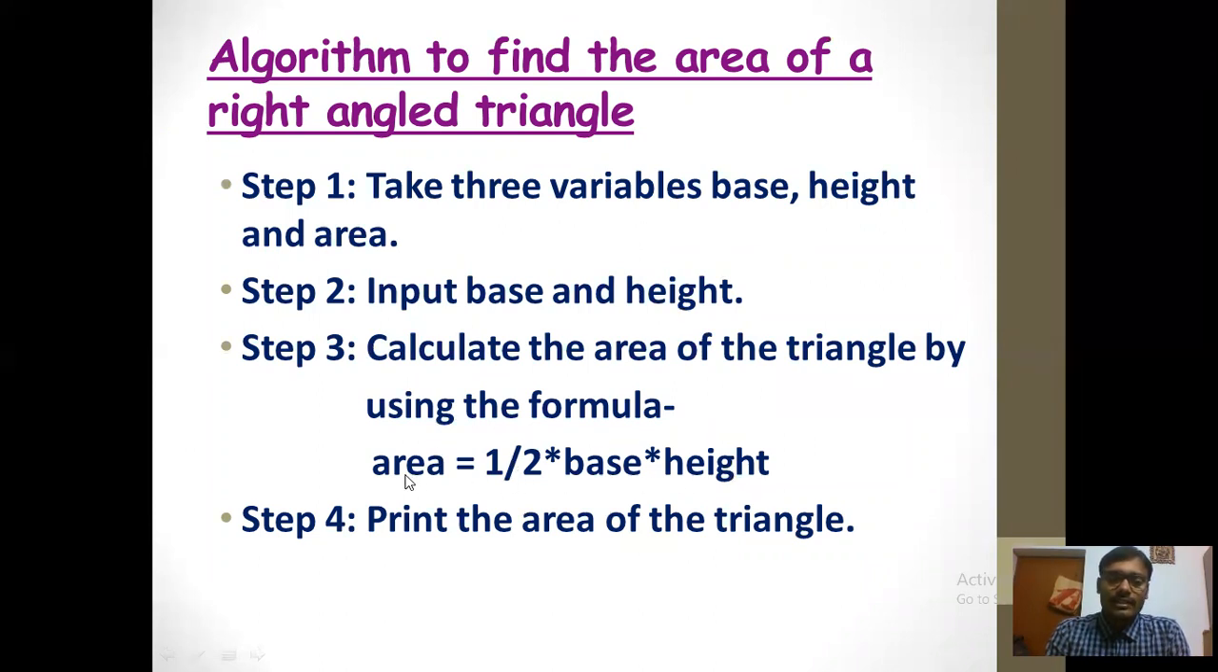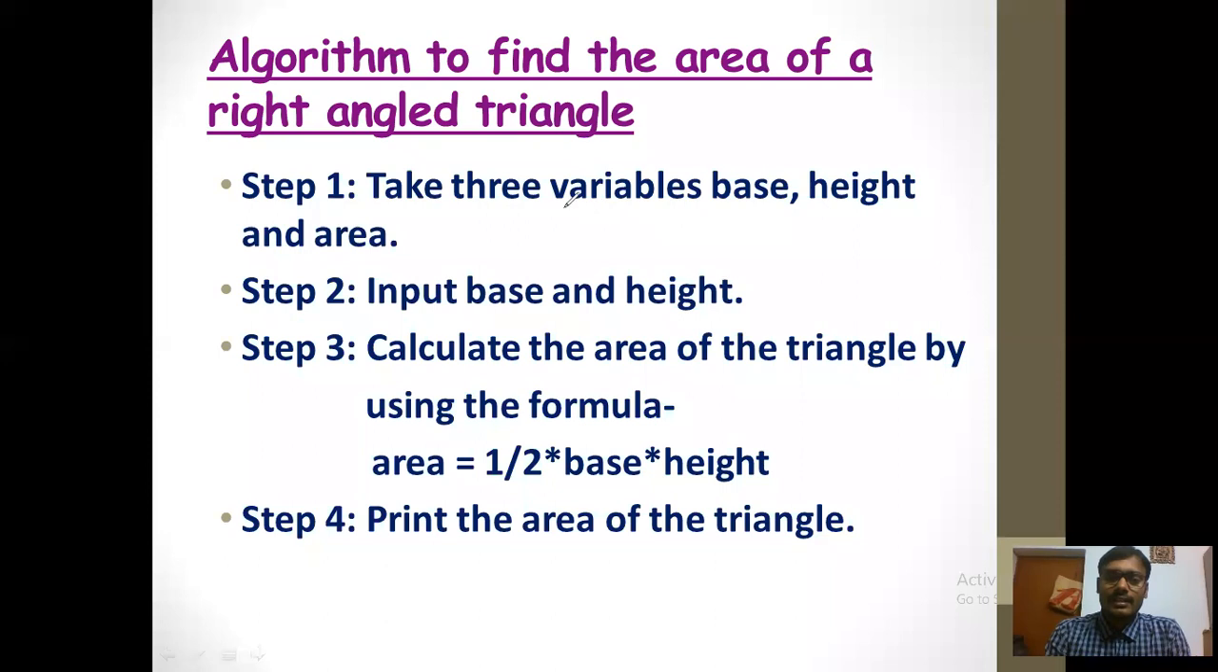This is the formula which is used to find the area of a right angle triangle. Area equals half into base into height. Again, this asterisk sign denotes the multiplication sign. Now, step number 4, print the area of the triangle, because in the variable area, this area is the variable which you have taken.